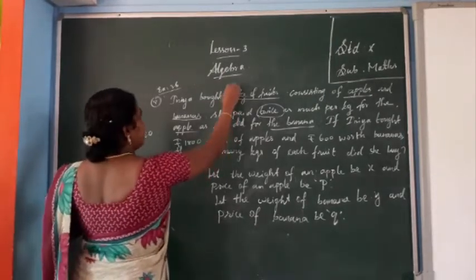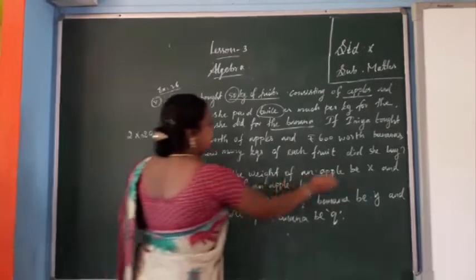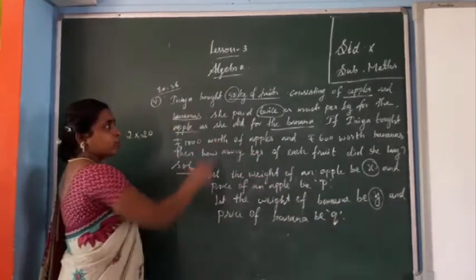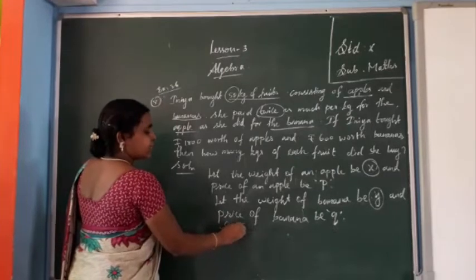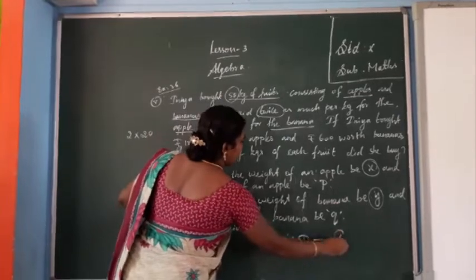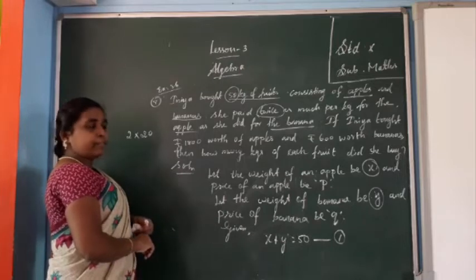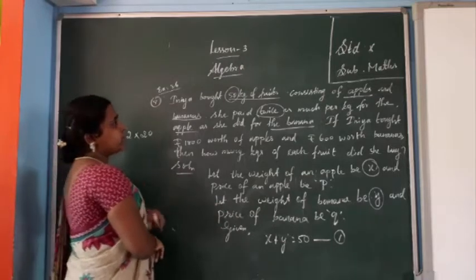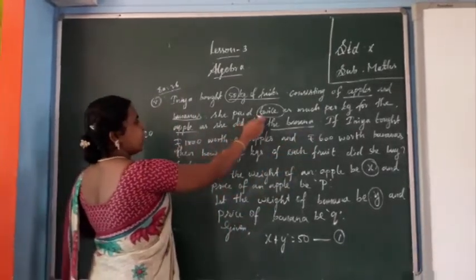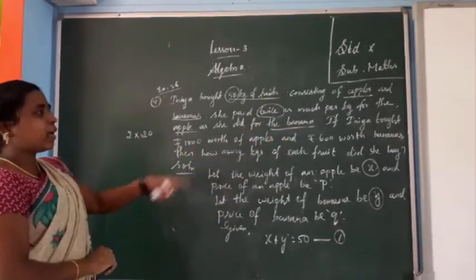So first, Inia bought 50 kg of fruits, the total weight of the fruit. The weight of an apple is X, the weight of the banana will be Y. Given the first condition, X plus Y equal to 50. So apple plus banana weight is 50. This is the first condition. Next I am going to write: Inia bought 1800 worth of apple.